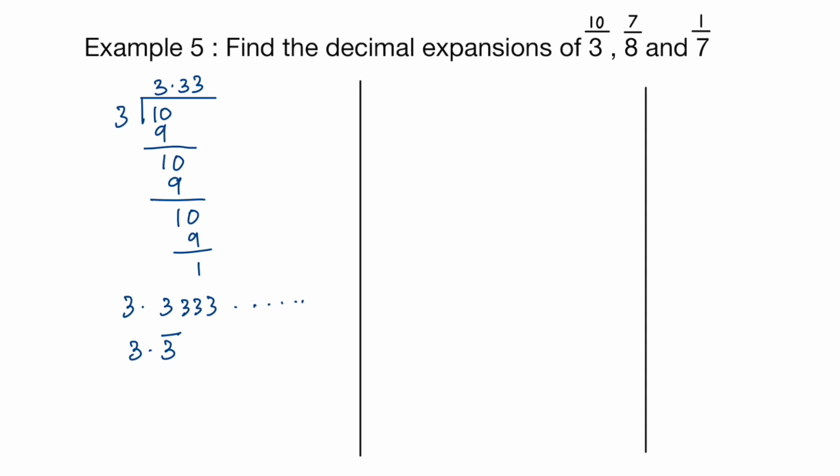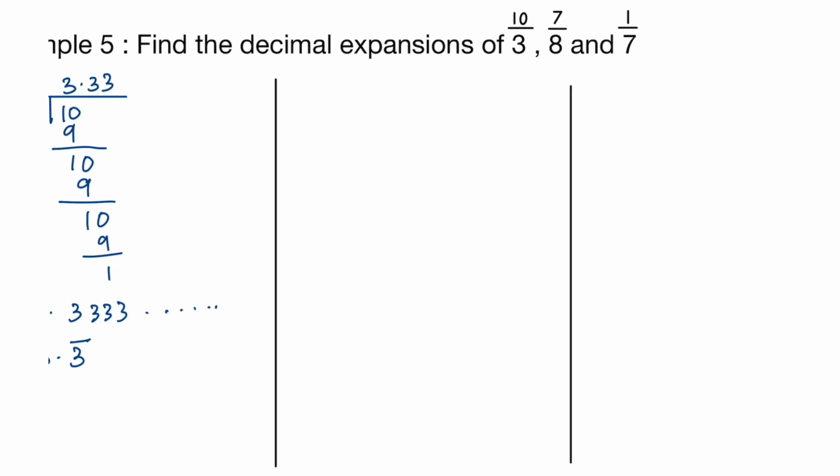Okay, now we have 3.3 bar. This is what we call a bar. It is a line above here, right? I have drawn a line over 3. Now we had so many 3's, but I have written one 3 and drawn a line over it, meaning that it repeats forever. It is going to recur again and again and again. So 3.3 bar is the decimal expansion for 10 divided by 3. This is one thing that we have.